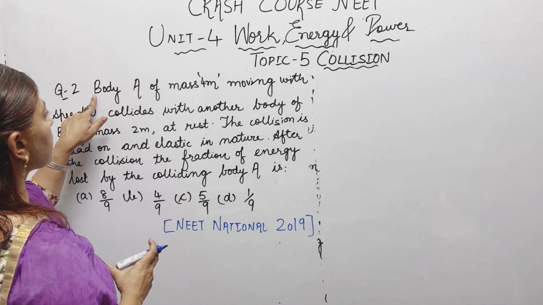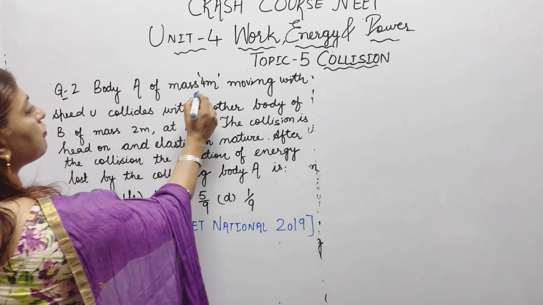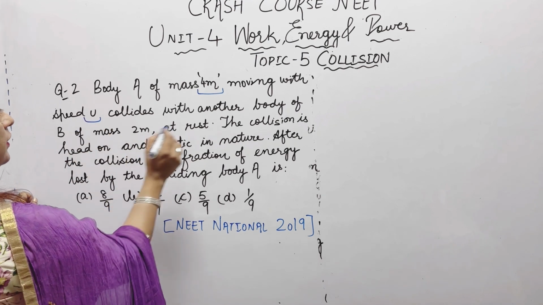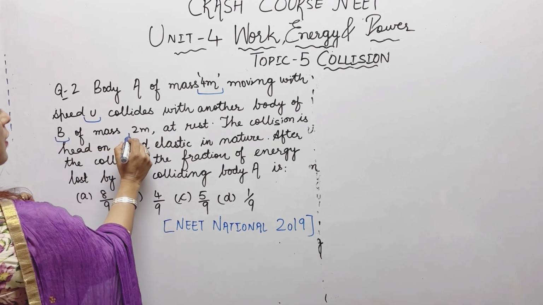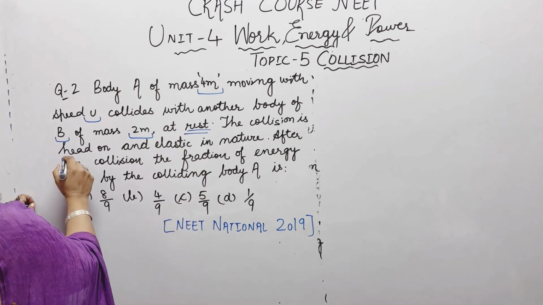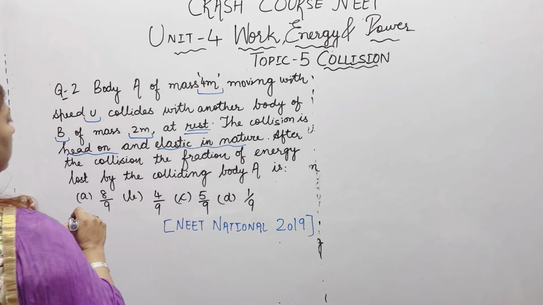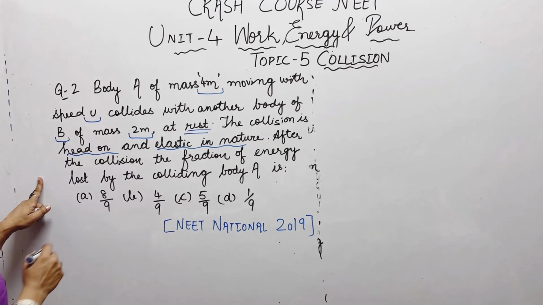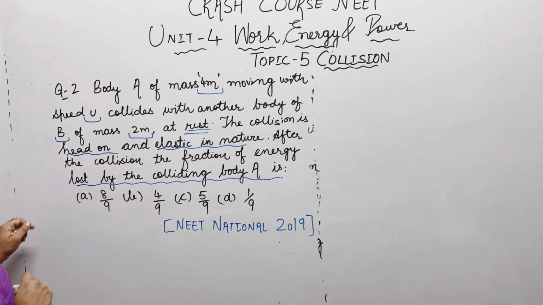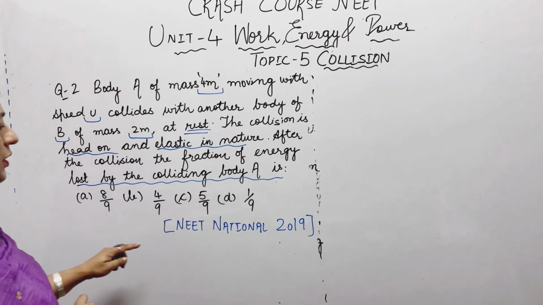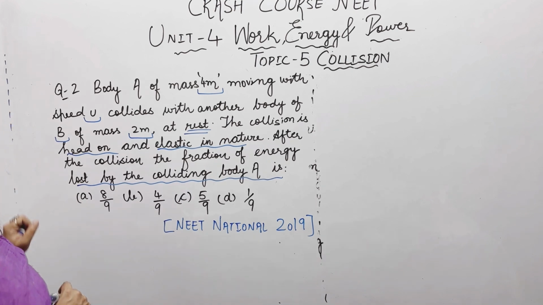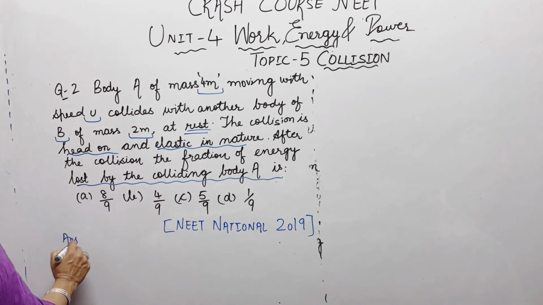Now let us see question number 2. Body A of mass 4m moving with speed u collides with another body B of mass 2m at rest. The collision is head-on and elastic in nature. After the collision, the fraction of energy lost by the colliding body A is, and these are the options given. This question has come in the NEET National 2019. To solve this question, see whatever the things have been given.